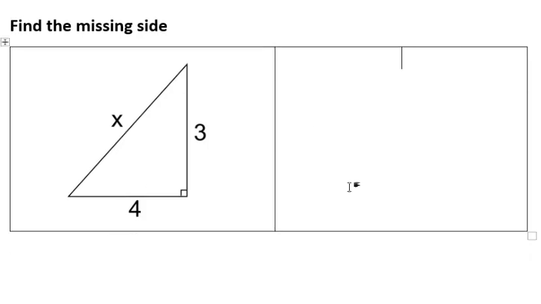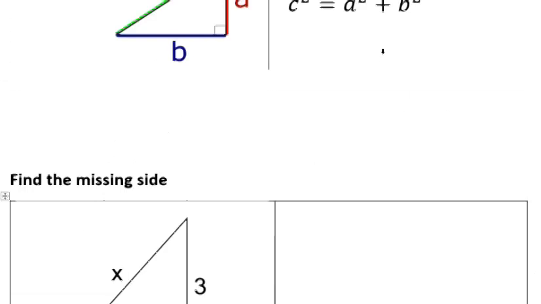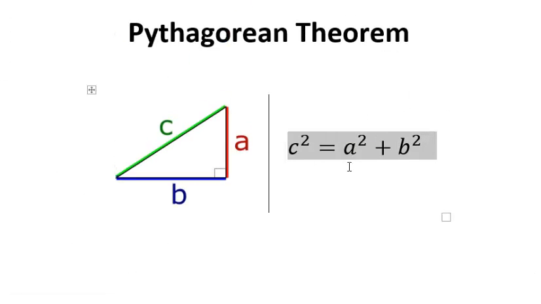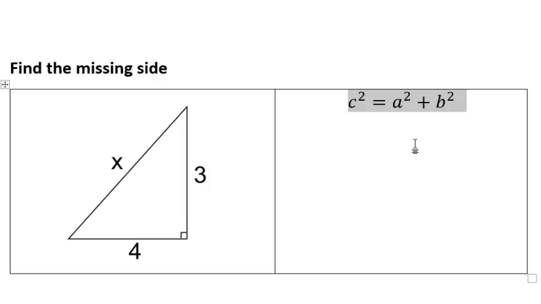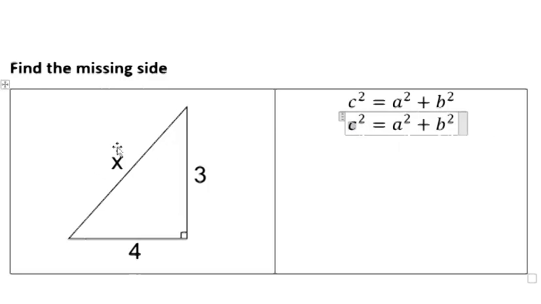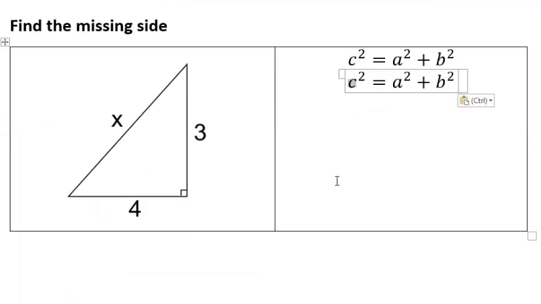So let's try solving this exercise. Okay, find the missing side. Okay, what are you gonna do? You begin with the normal formula: c squared equals a squared plus b squared. Okay, and then we change the information. Which value is c? C, remember, is the diagonal, so c will be x. Okay, which number is a? A is 3. And which number is b? B is 4. So that's basically what I have to do.